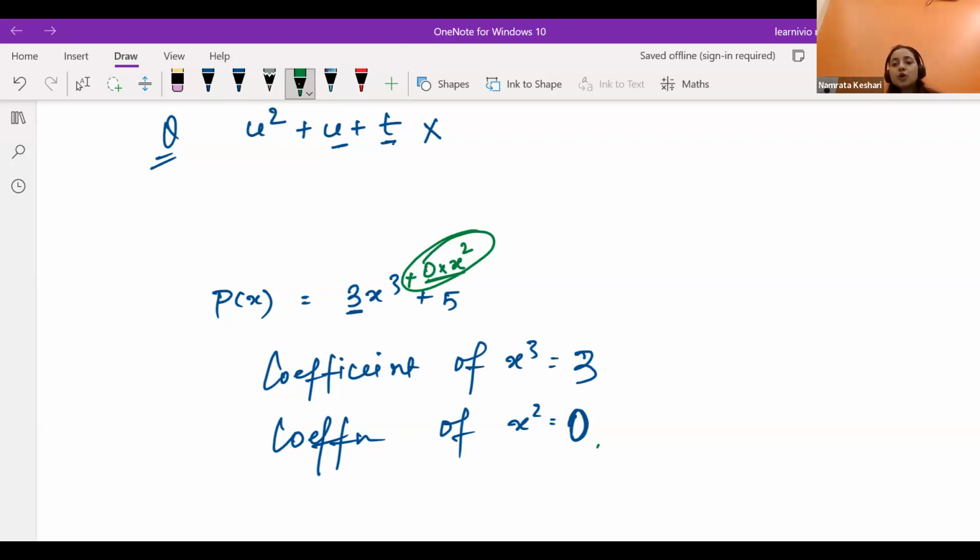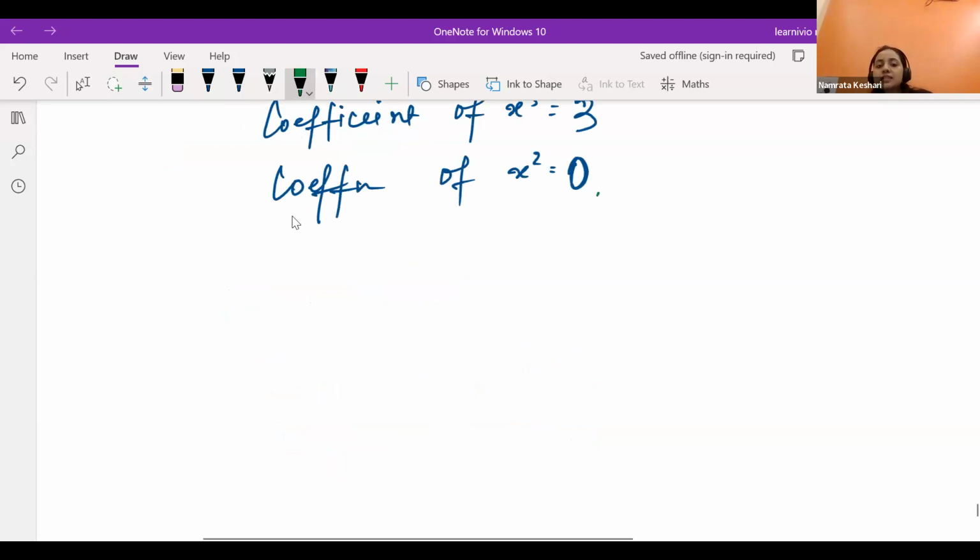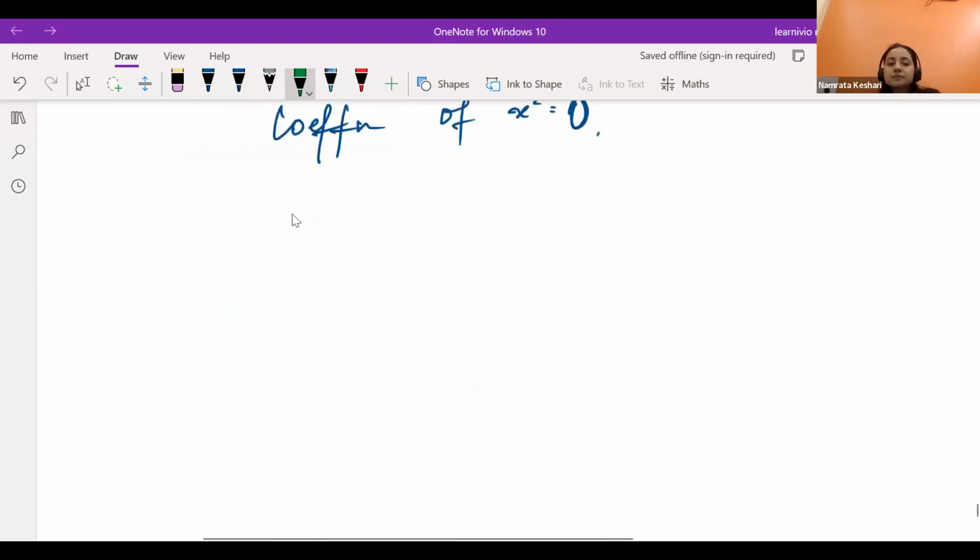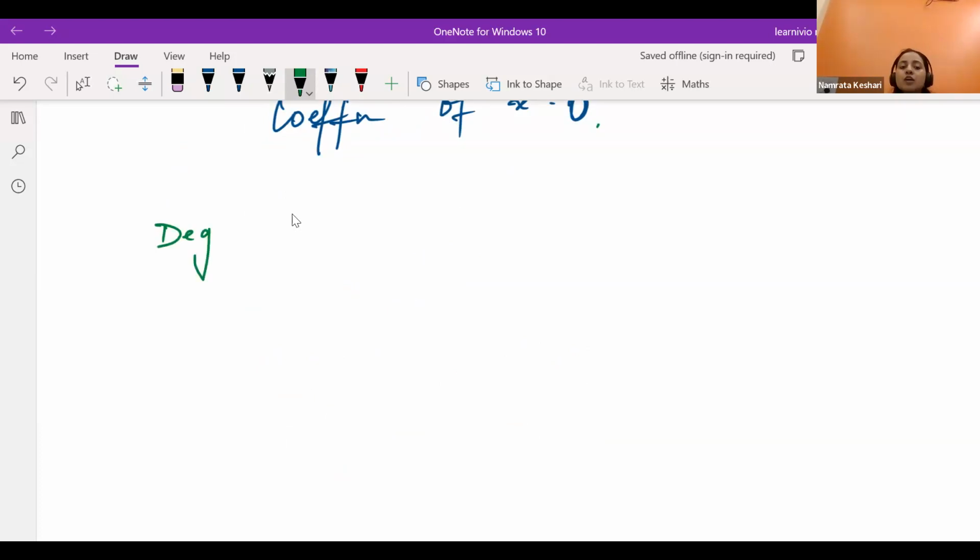What is the coefficient of x over here? It will also be 0. So this concept of coefficient is clear to everyone, right? Now the next concept is the degree of the polynomial.